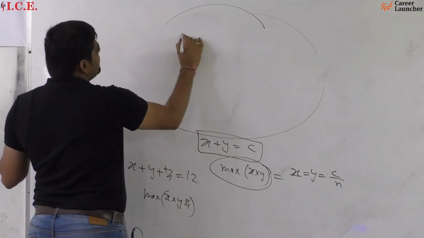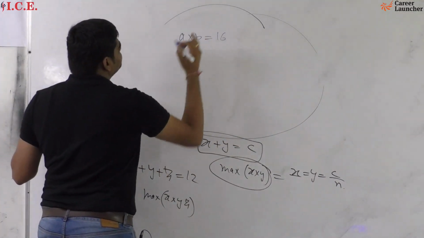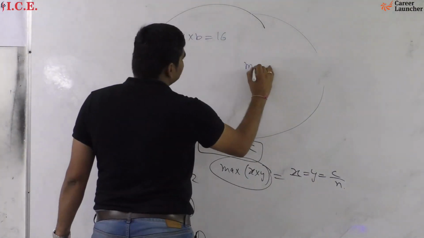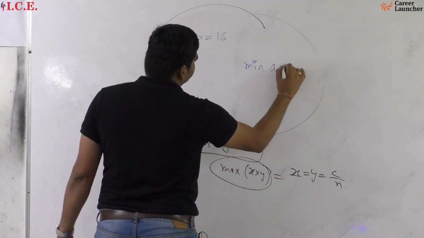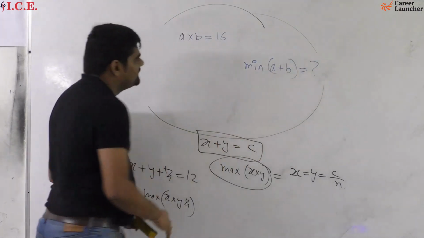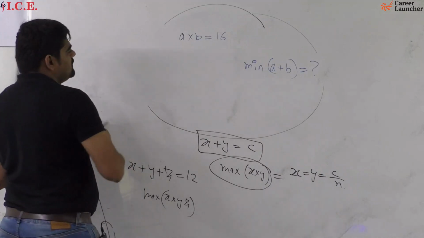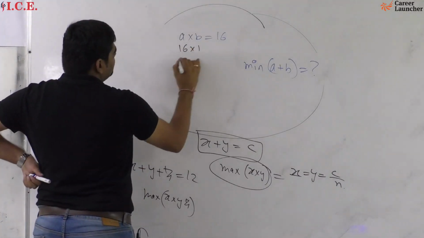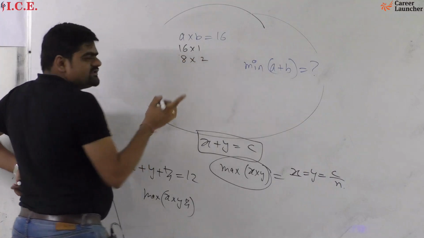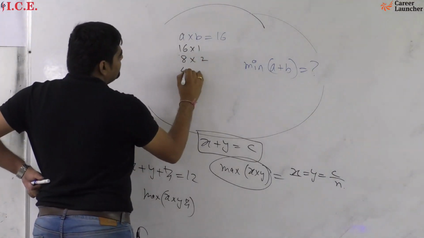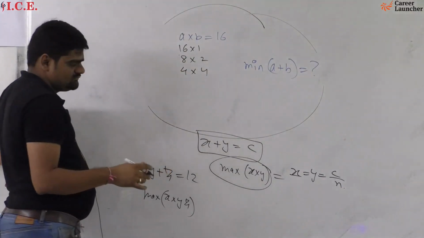I am saying a into b is 16. What will be the minimum of a plus b? So 16 can happen how? 16 can happen 16 into 1, 16 can happen 8 into 2. Again I am saying it's natural numbers. And let's say 4 into 4.